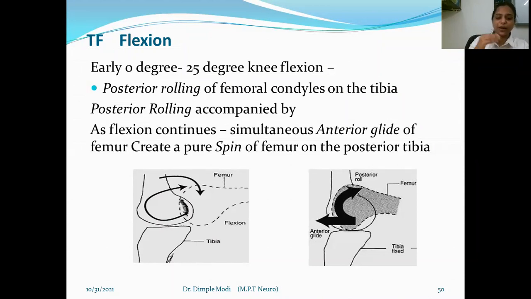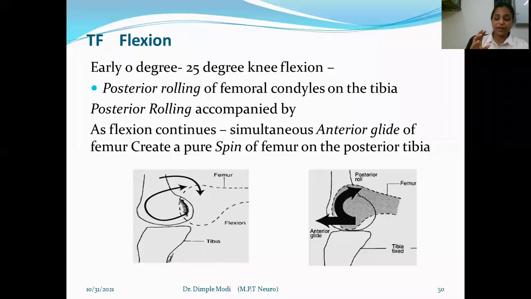And similarly, what happens in extension? There is an anterior rolling and a posterior glide. After the initial forward rolling, the femoral condyles glide posteriorly, just enough to continue the extension of the femur, and it is also a pure spin-like movement.